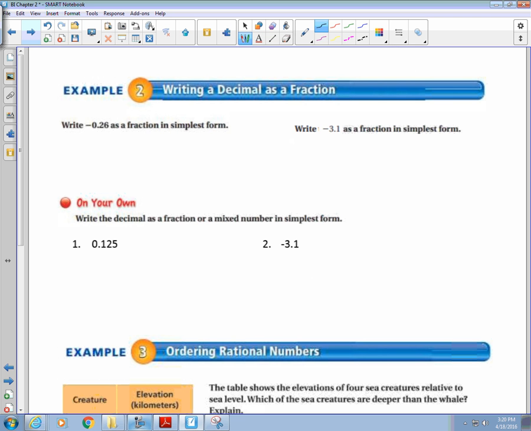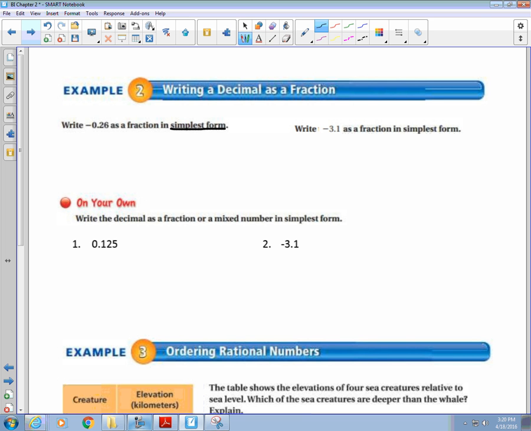Okay, now we're going to go to example 2, where we're going to write a decimal as a fraction. So we have a few examples here to do. We're going to write -0.26 as a fraction in simplest form. Please don't forget, we've got to simplify this. So here's what we need to do.